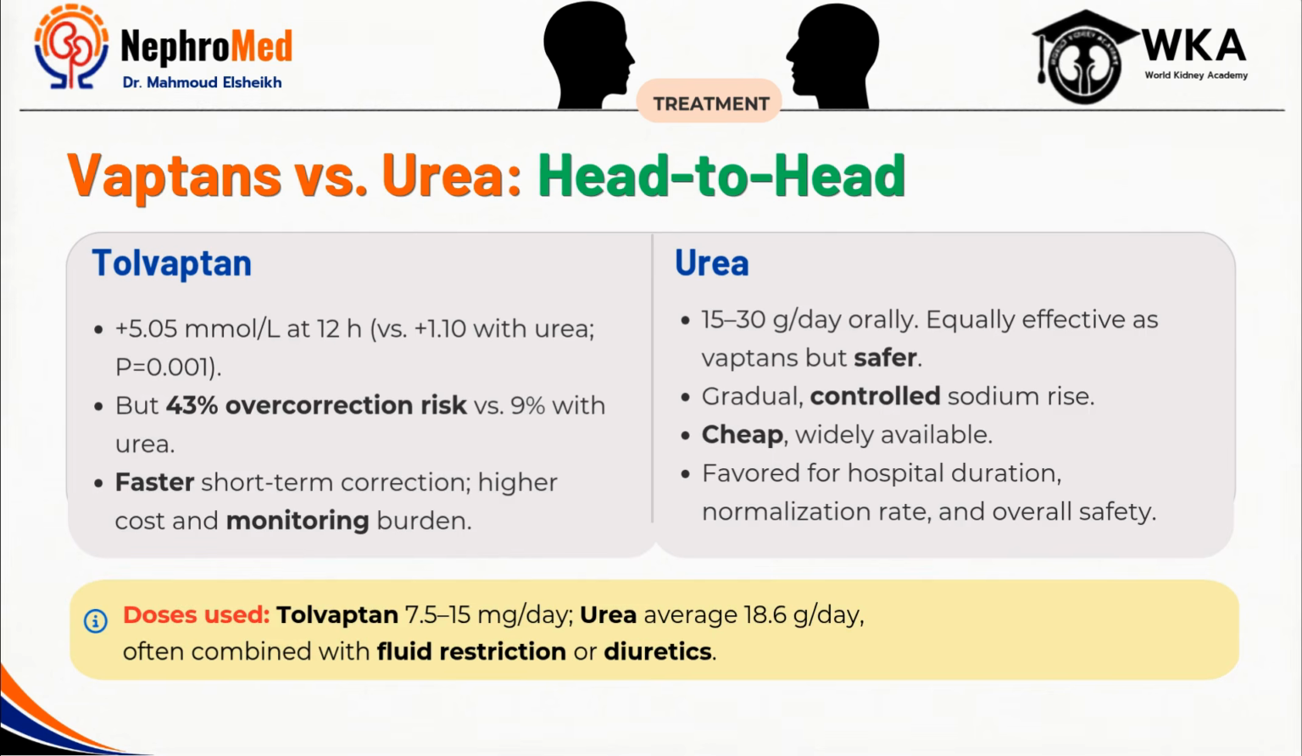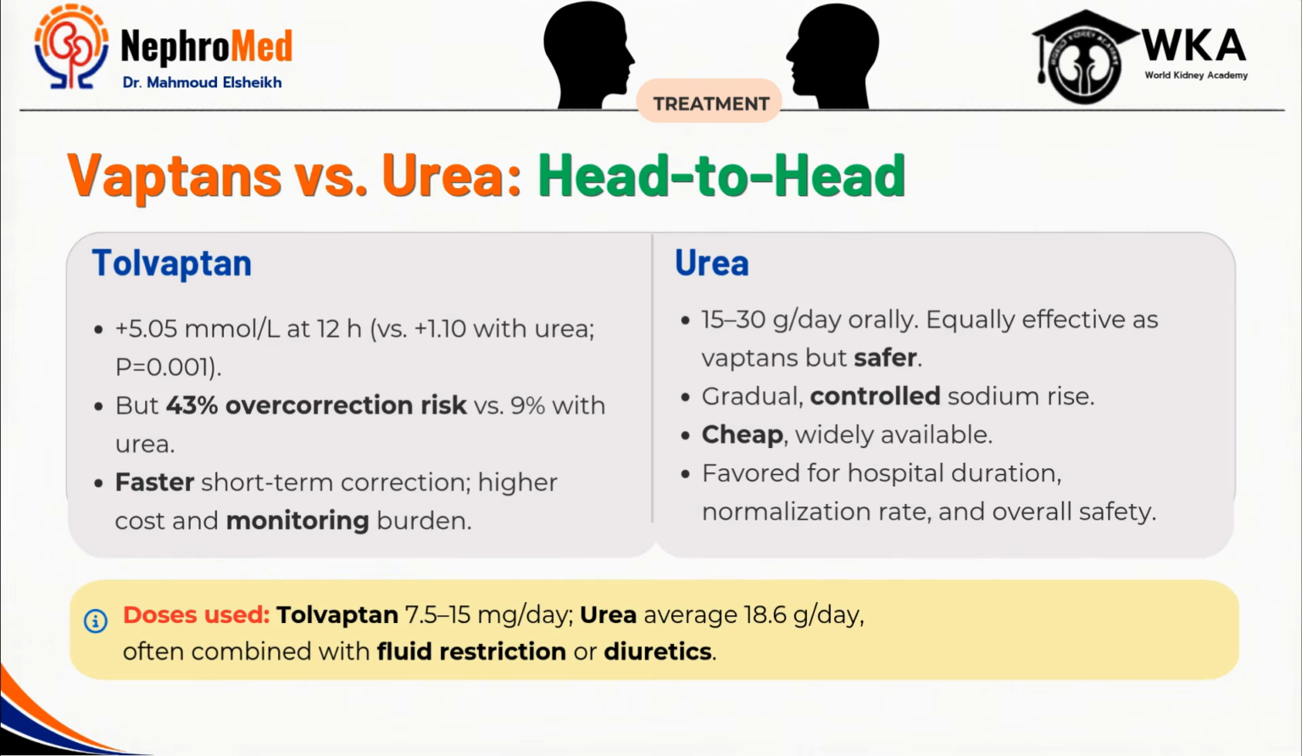The sodium rise tends to be slower and more controlled, which significantly reduces overcorrection risk. Importantly, multiple studies suggest that urea may achieve comparable overall efficacy to Vaptans in chronic SIADH, but with better safety and lower cost. Typically, doses range around 15 to 30 grams daily, often divided into 2 doses. And in many modern nephrology practices, urea is increasingly favored because of its safety profile, availability, and predictable correction patterns.